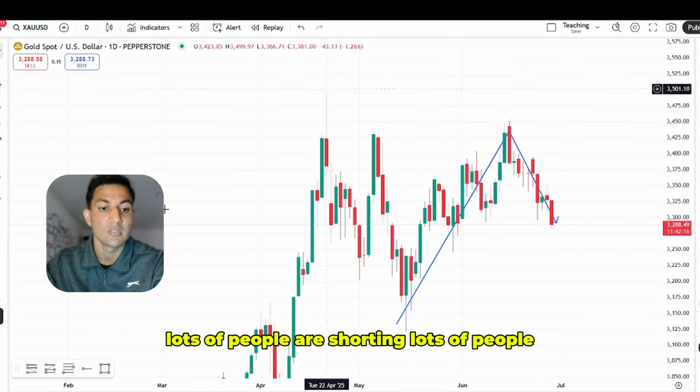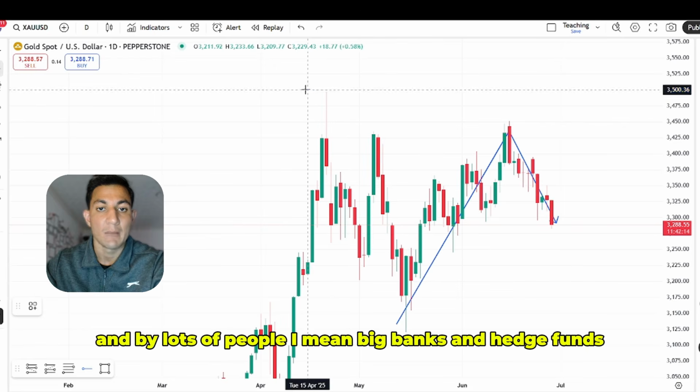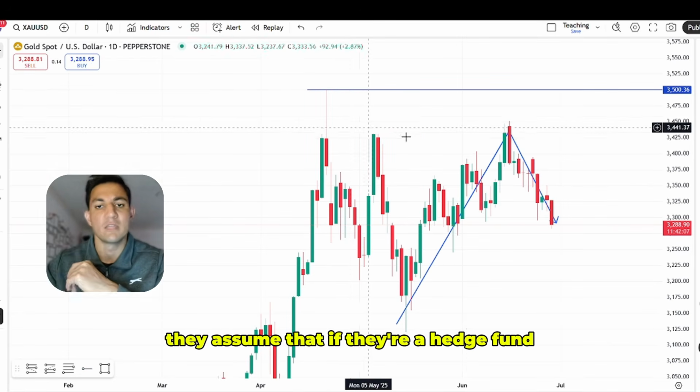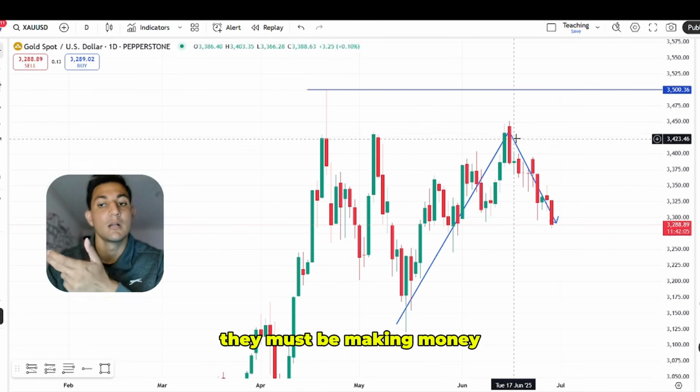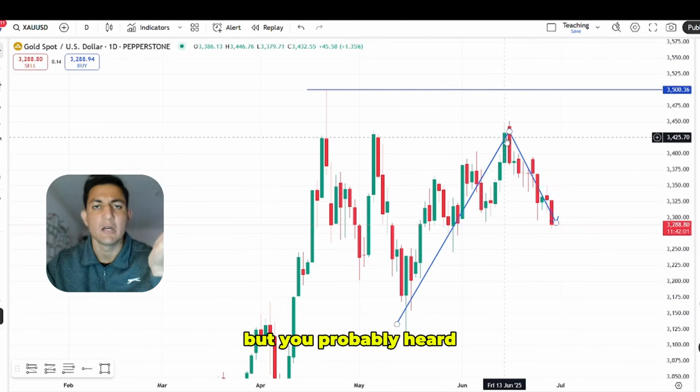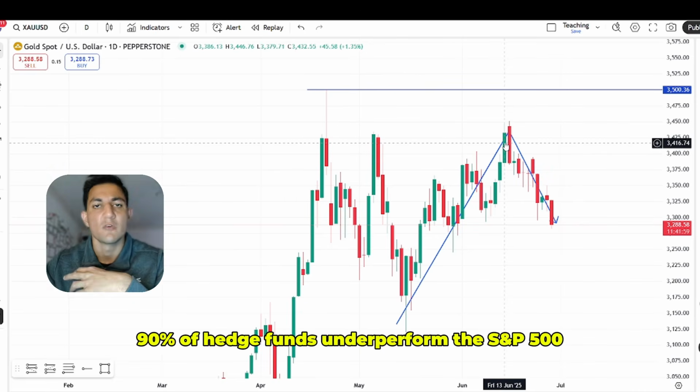Lots of people are shorting. Lots of people, and by lots of people I mean big banks and hedge funds, because not all big banks and hedge funds are profitable. A lot of people get this confused. They assume that if they're a hedge fund, they must be making money. They don't. Maybe I can talk more about this in a different video, but you probably heard 90% of hedge funds underperform the S&P 500.